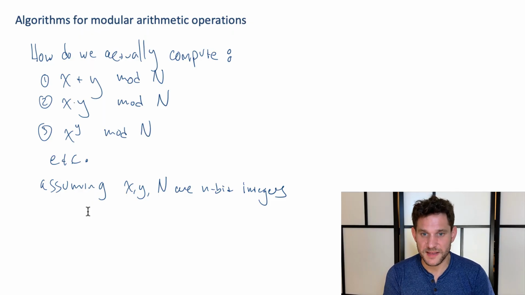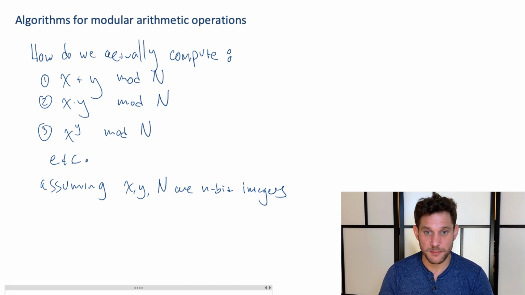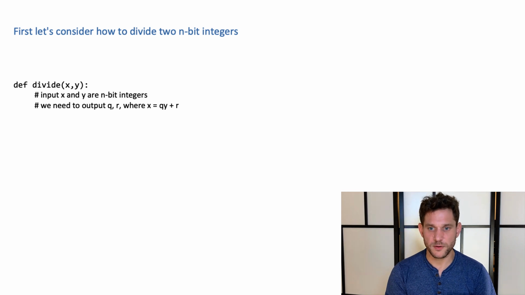Okay, so some of the classic things we need to answer are, how do we add x and y mod n? How do we multiply x and y mod n? And how do we raise x to the y mod n? All of these things will be important. For now, we're going to assume that x, y, and n are little n-bit integers. So you can assume that x, y, and n are all less than or equal to 2 to the little n.